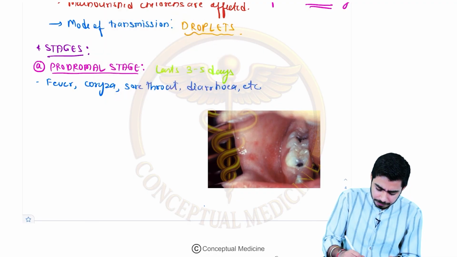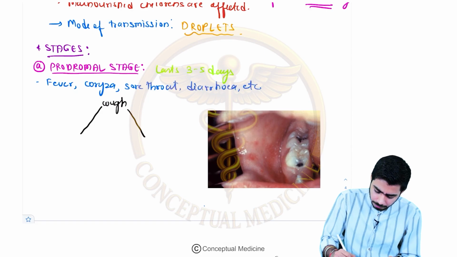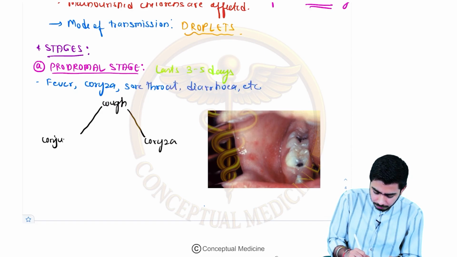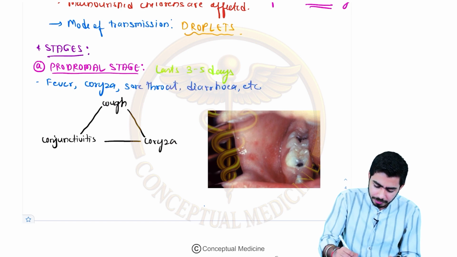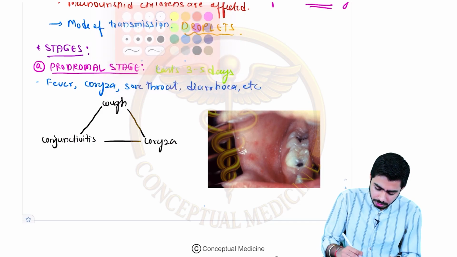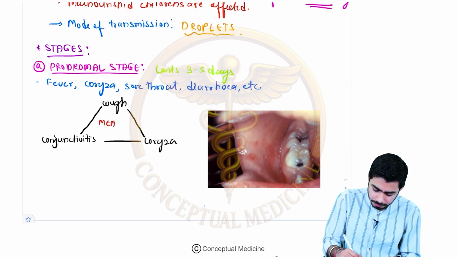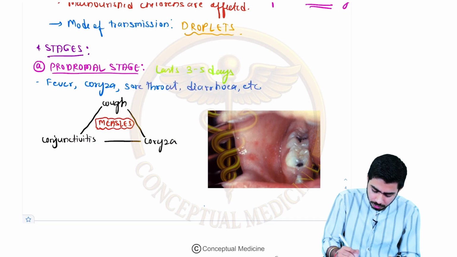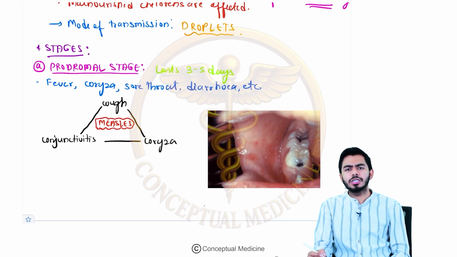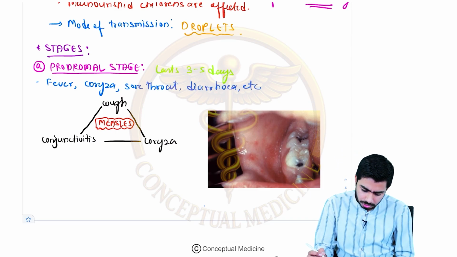The triad is very simple, guys. The patient might be having the cough, the coryza, and the conjunctivitis. So this triad might be seen over there. And again, guys, what I'm talking about is measles. So once you are clear with that, cough, coryza, conjunctivitis, a very popular triad is seen in measles again.